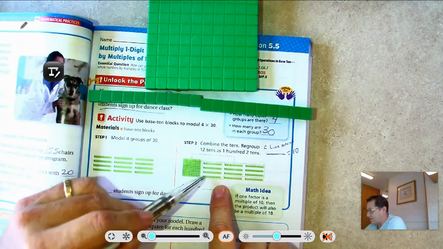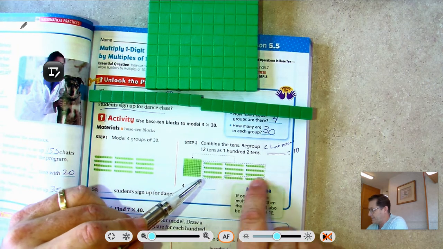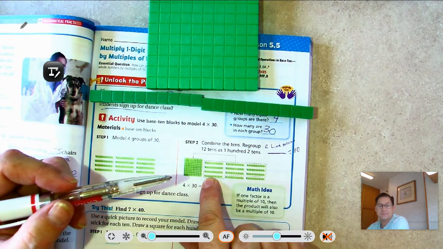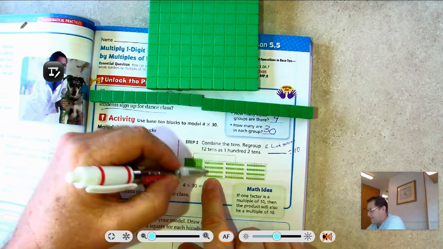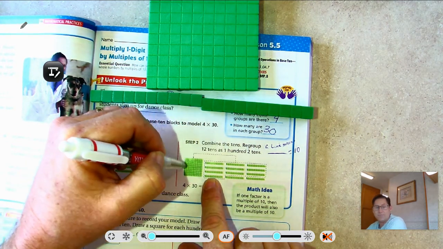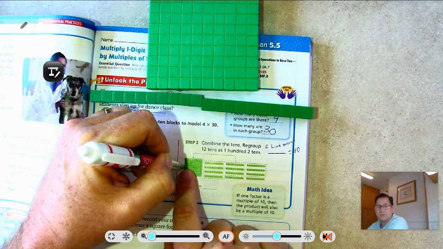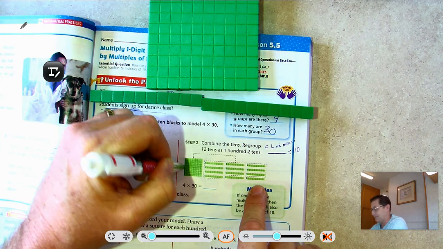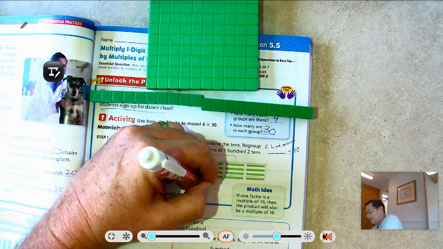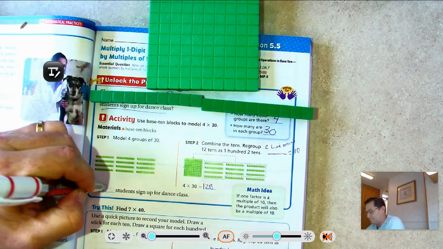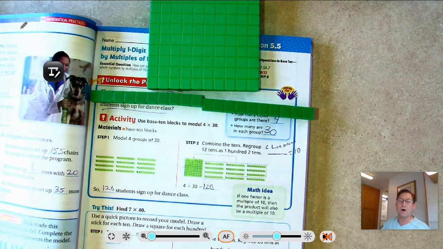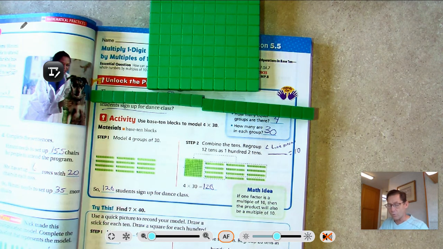And they show that here by they grouped 10 rods, and then they're showing that they're trading it for 100. So they removed those, and now we only have the 100 block and 2 10s. So this is 120. So that's how we would model 4 times 30 using base 10 blocks.